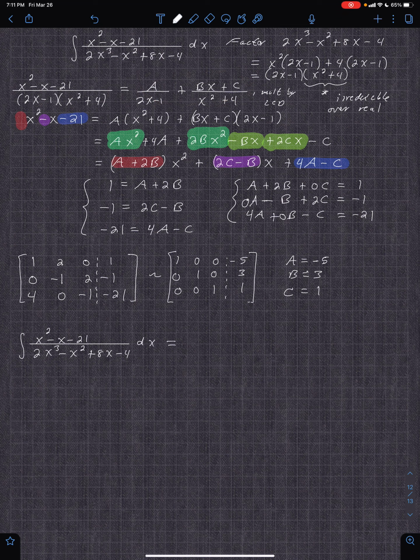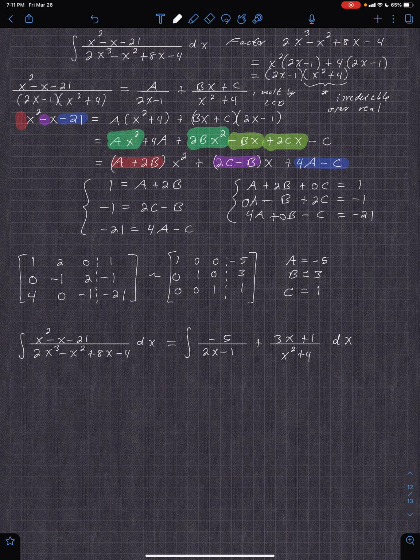So you get the integral of A, which is -5, over 2x minus 1, and then plus 3x plus 1 over x squared plus 4 dx.